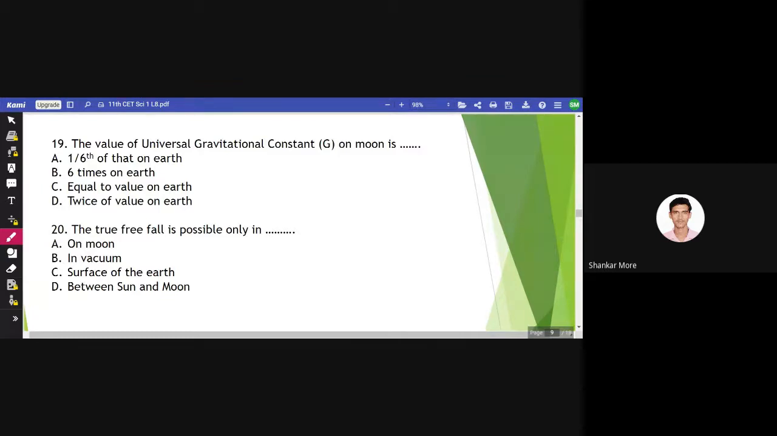Now, what about 1 by 6 of that of Earth, 6 times on the Earth? That is about mass. That is about weight. No, sorry, mass also remains constant. My bad. Okay, mass also stays constant. Weight is the quantity that changes. Like if you have 60 kg on Earth, you will have how much on the Moon? You are 60 kg on Earth, so you will be 10 kg on the Moon. So the quantity which is affected is weight and not the universal gravitational constant.